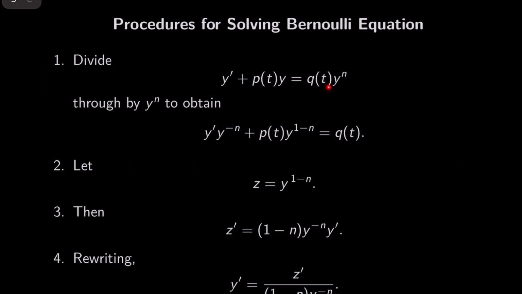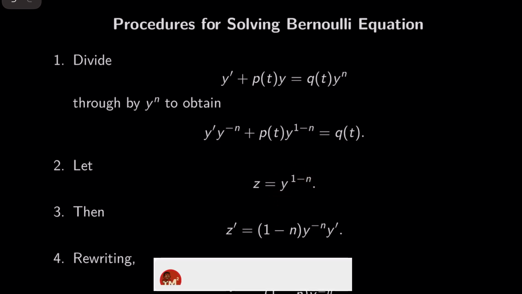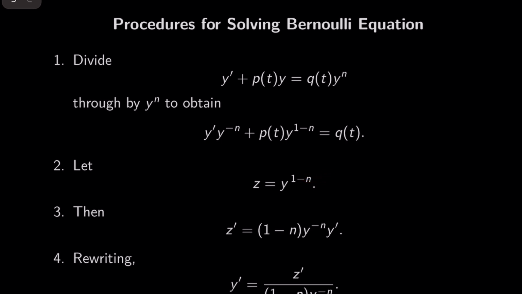We first divide the equation by y^n. After dividing through, we're going to have this equation. Then we let y exponent 1 minus n be equal to z. Then we differentiate z with respect to x. So we move the exponent down, so that will be 1 minus n. Then we decrease this exponent by 1, so we have 1 minus n minus 1, which is minus n. Then we differentiate y, so that will be y prime, because we are using the chain rule here.